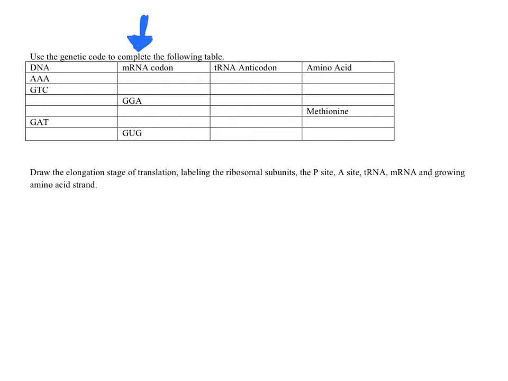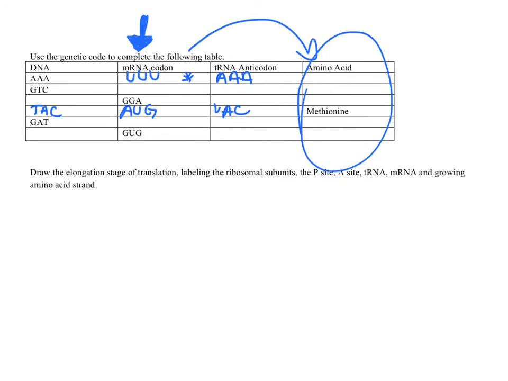Remember, when you are making the complementary RNA to any DNA, replace any instance that you would find a thymine with a uracil. So in the first one, AAA should be UUU. The tRNA anticodon is AAA, and you would use UUU for the amino acid. Methionine, we know, is AUG, so that's a TAC and a UAC for our anticodon. And you should be able to match the rest, remembering that you need the genetic code chart for this.